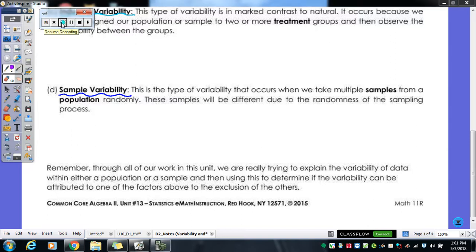So remember, through all of our work in this unit, what we're really trying to explain is the variability within the data sets, so within either the population or the sample, and then using this to determine if the variability can be attributed to one of the factors above to the exclusion of the others. Basically what that's saying is you're going to get data points here, and you're trying to compare them to the other data points to determine, does this variability play an effect, or what you're actually trying to figure out, is that actually significant or not.